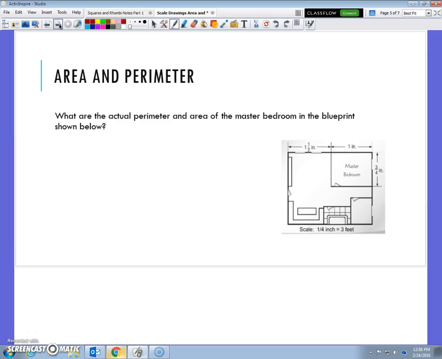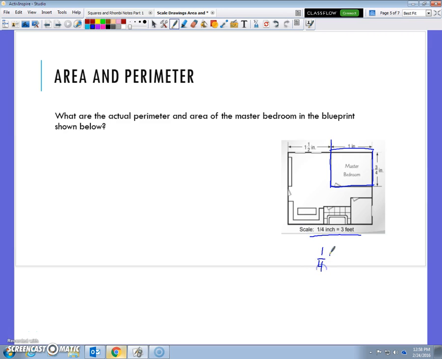It says 1.5 inches and all this stuff. Okay, so looking at the master bedroom here, it's just this little corner. Actual area and perimeter of the master bedroom. Yep, so we're just looking at the master bedroom. So this is the scale, and obviously this is smaller than the actual thing. Let's go ahead and get our scale factor right now.